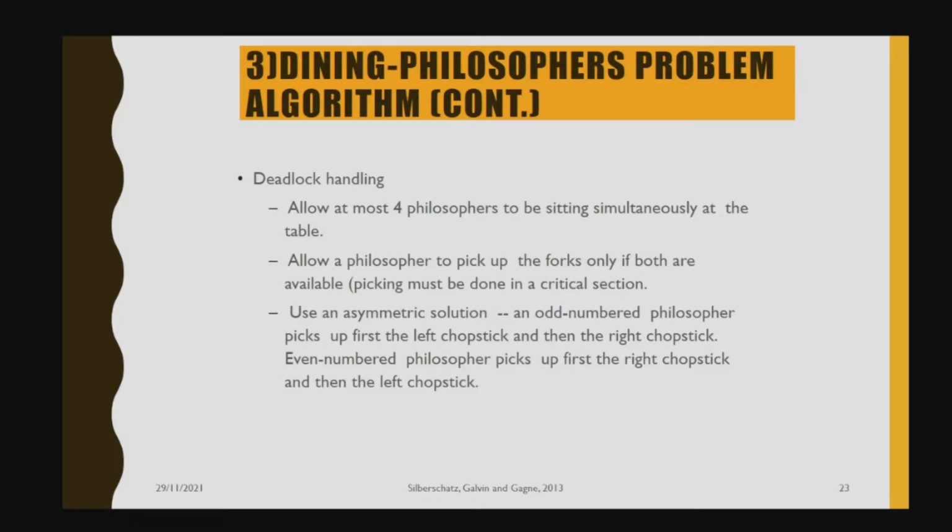So use a symmetric solution. An odd-numbered philosopher picks up first the left chopstick and then the right chopstick. Even-numbered philosophers pick up first the right chopstick and then the left chopstick. So this is what we call the algorithm.